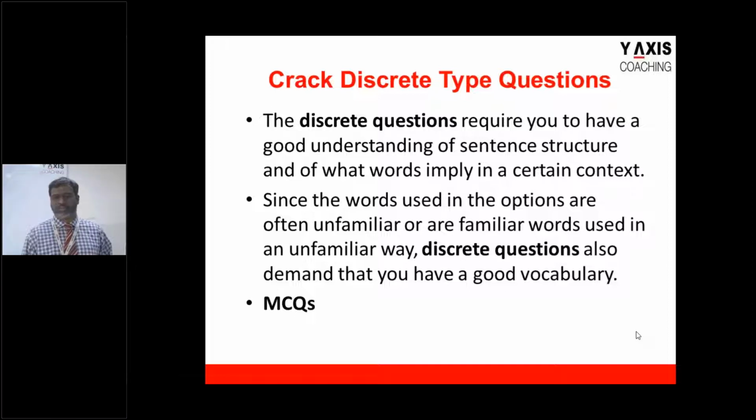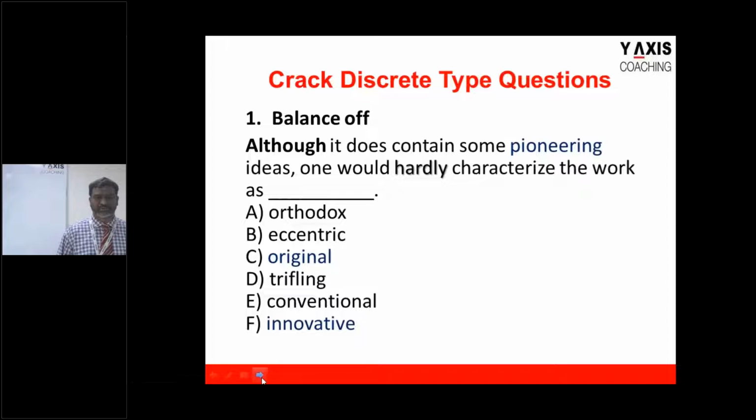On the GRE, you have fill in the blank questions. You call them sentence equivalence and text completion. But the GRE categorizes those fill in the blank questions as discrete type questions. You can look at my screen for the definition of discrete. These are multiple choice questions where you have answer choices that are very uncommon and very different, so therefore it is called discrete type of questions. That can also be a very fancy name for multiple choice questions.